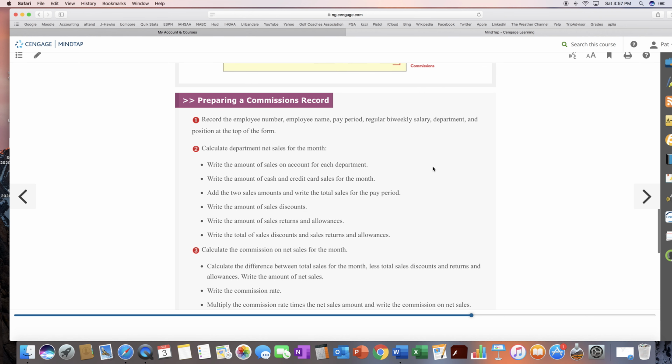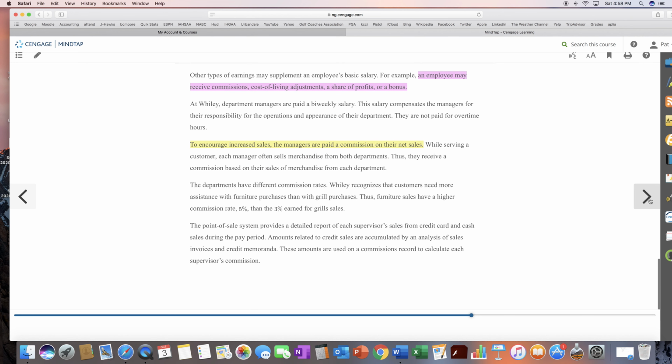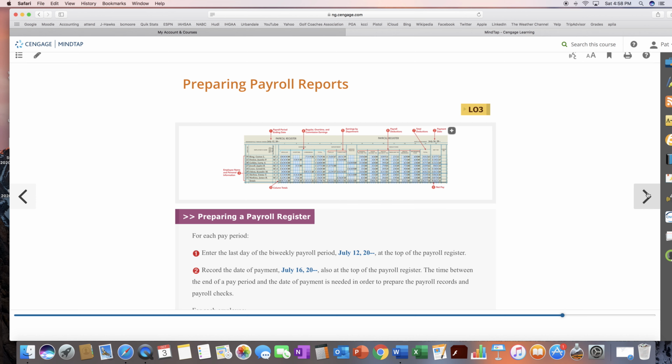And they talk about it here, so you can read through that. I'm not going to read through that. Employees may receive commissions, cost of living adjustments, profit sharing, bonuses. Yes, that happens. It just depends what company you're working for, what type of company. To encourage increased sales, that's why they offer commissions. Have the people work a little bit more. This explains why they get different commission sales. It's nothing that you need to do.